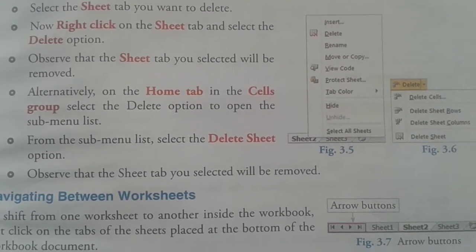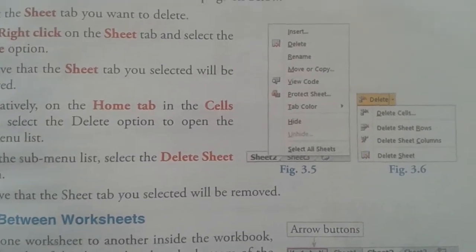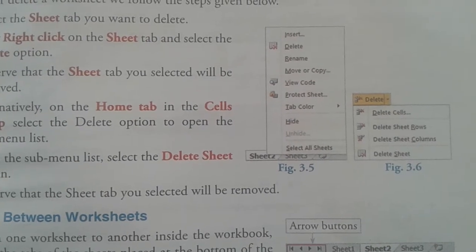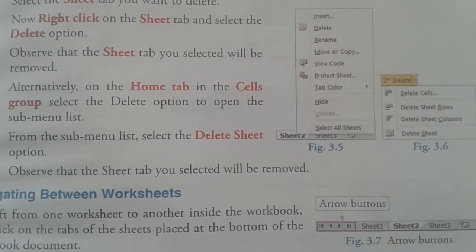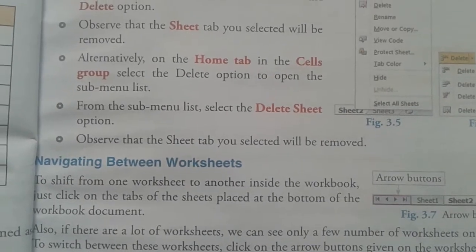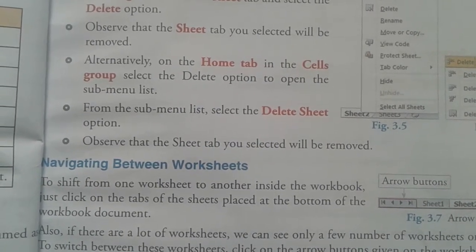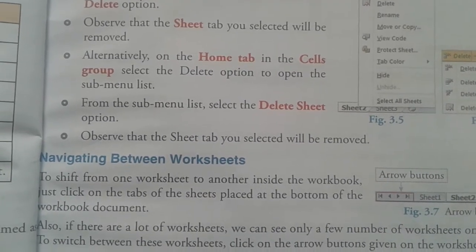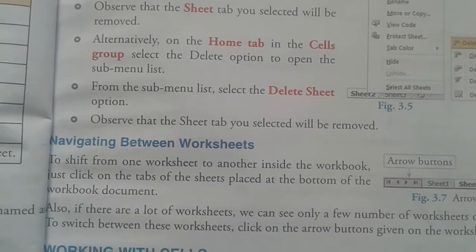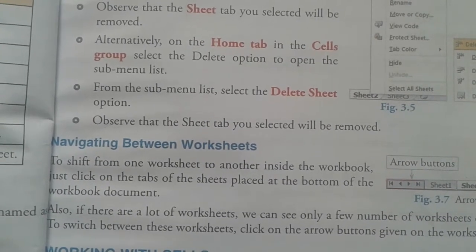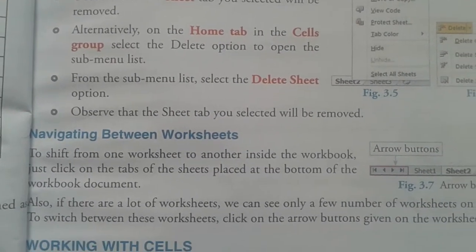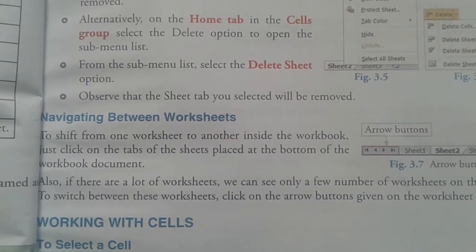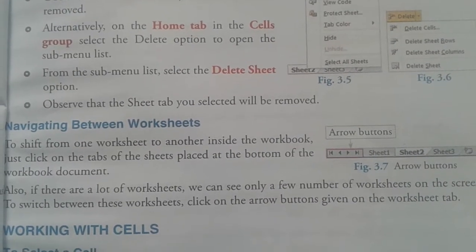Alternatively, on the Home tab in the Cells group, these types of options are appearing, right? The options which you have seen on the screen, the same options. Alternatively, on the Home tab in the Cells group, select the delete option to open the submenu list. From the submenu list, select the delete sheet option. Observe that the sheet tab you selected will be removed. Automatically removed when you click on the delete option.